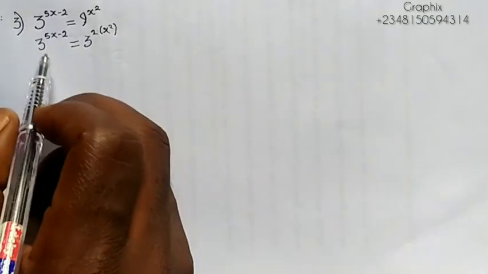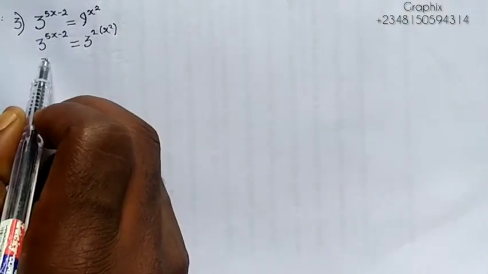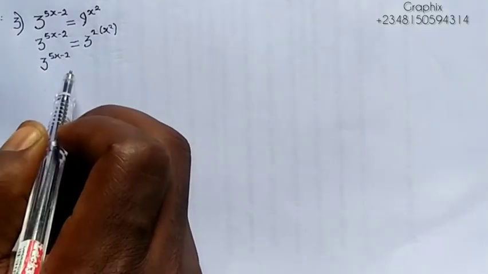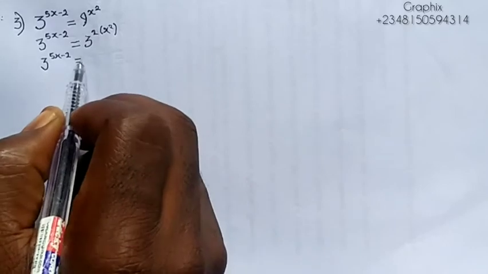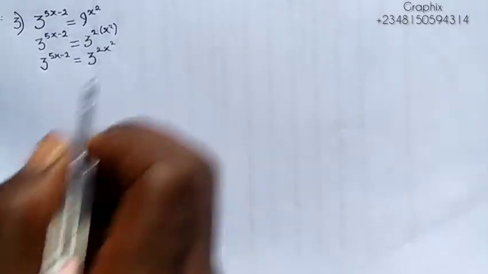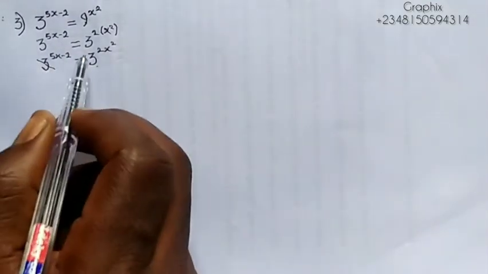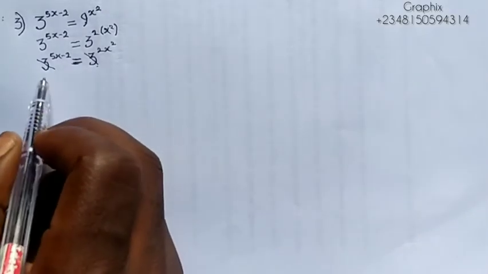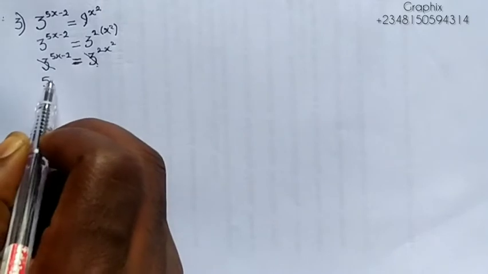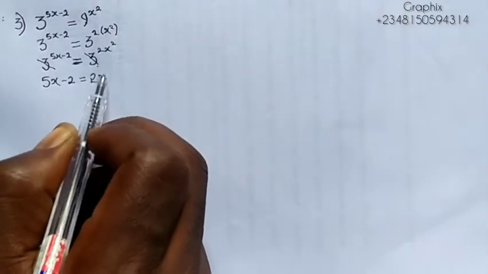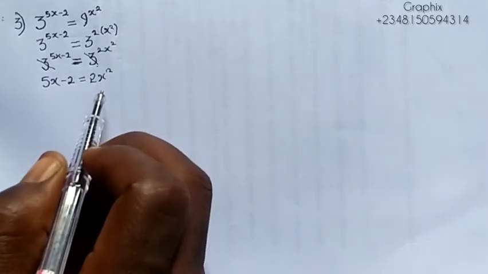Now from here, I have 3 to the power of 5x minus 2 equals 3 to the power of 2x squared. So the bases are equal, so they equate because of this equal sign here. So we'll be left with 5x minus 2 equals 2x squared.